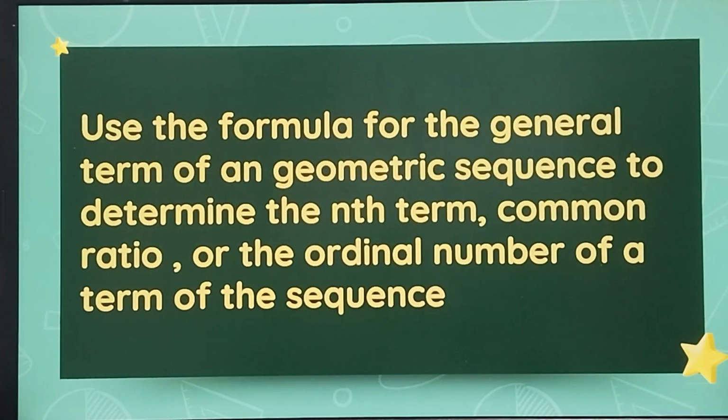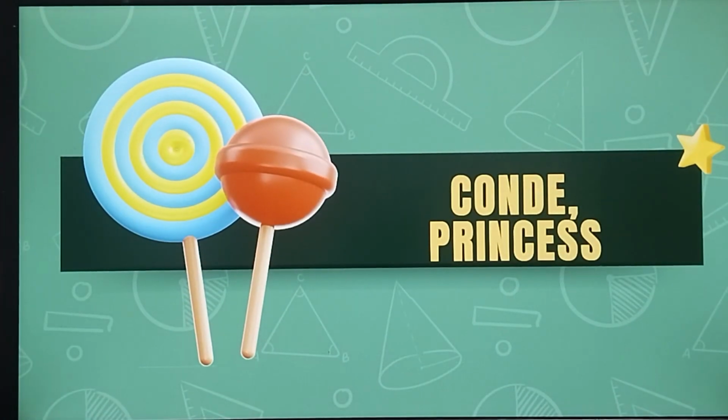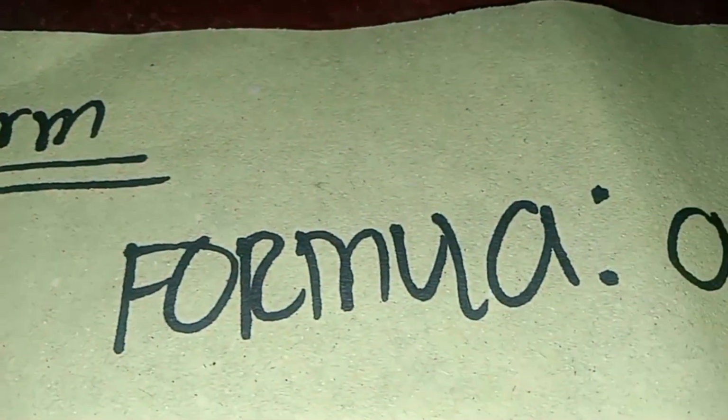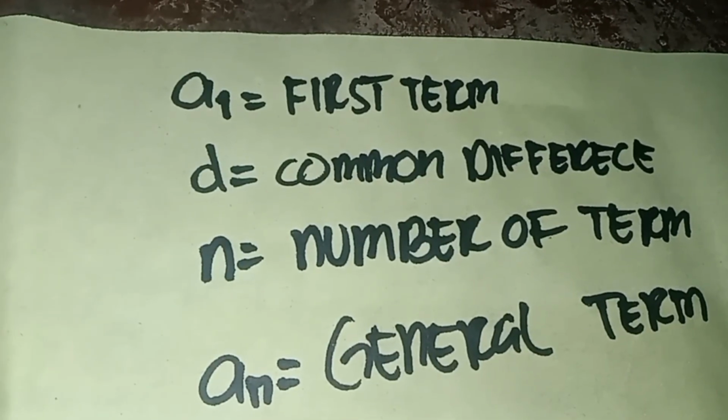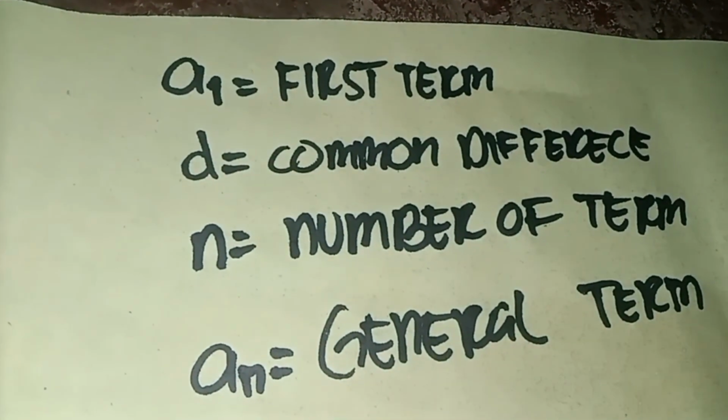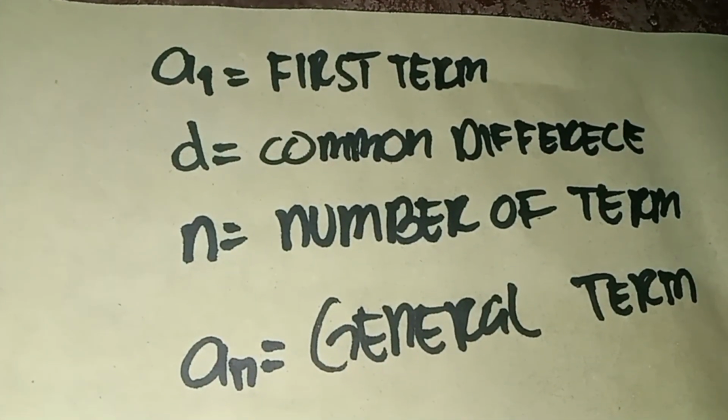And now for our next objective, use the formula for the general term of a geometric sequence to determine the nth term, common ratio, or the ordinal number of a term of the sequence. This will be reported by Princess Conde. Nth term. The formula for the nth term is a sub n equals a sub 1 plus n minus 1 times d. A sub 1 is the first term, d is the common difference, n is the number of terms, and a sub n is the general term.